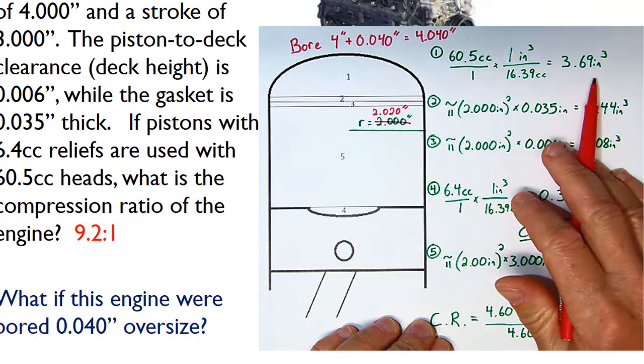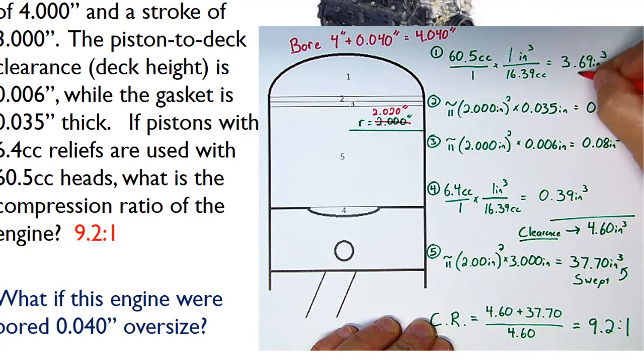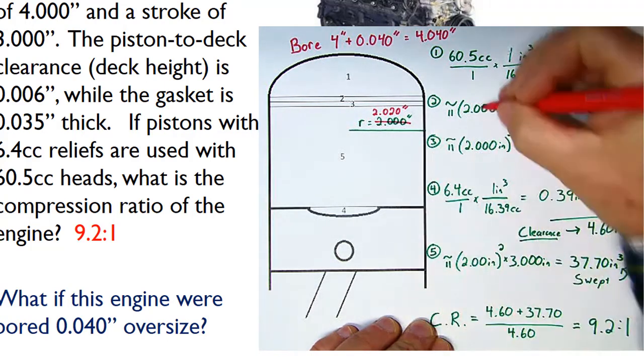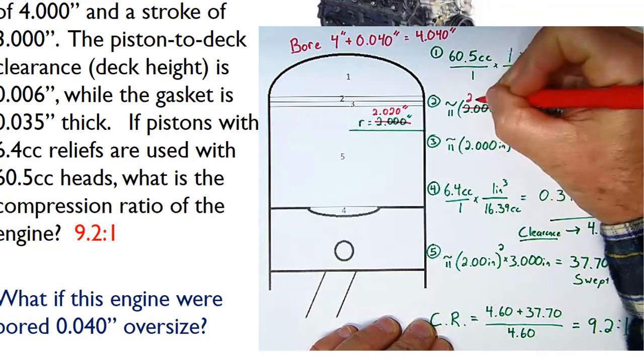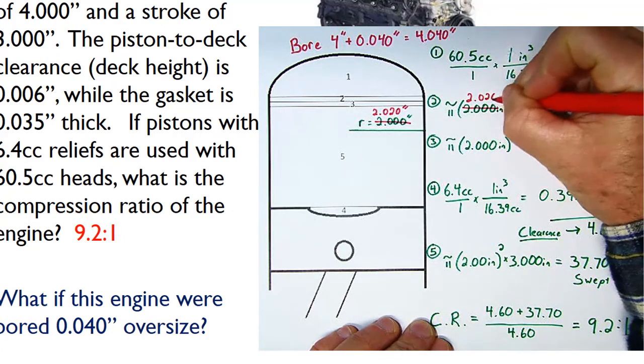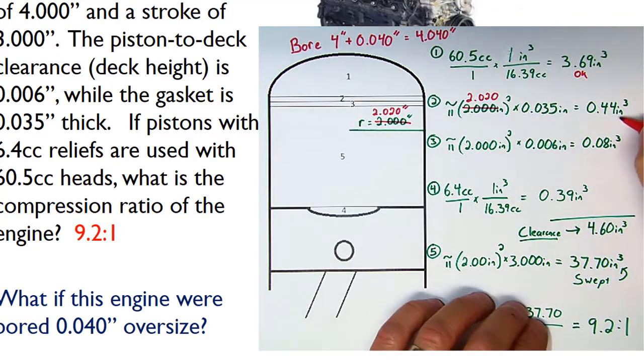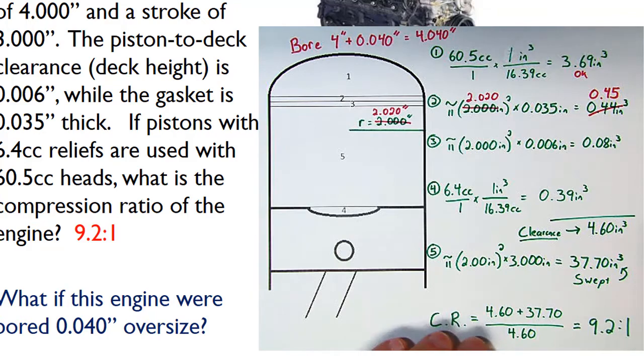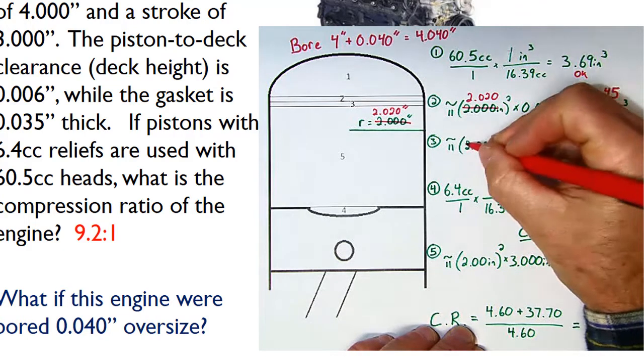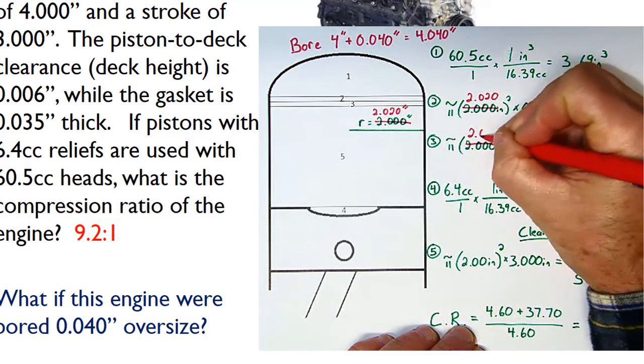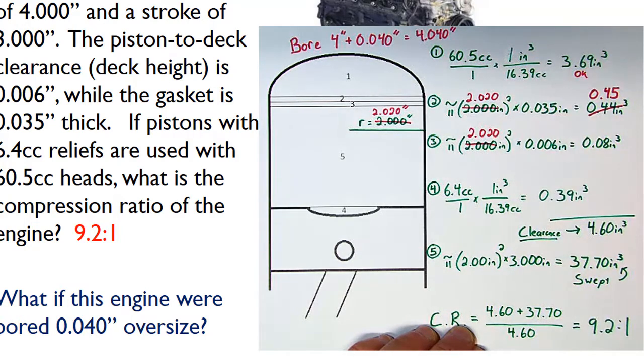So let's get these new calculations based on the new radius. Combustion chamber volume, that won't change. That's okay. Our gasket will change a little bit. We need to replace that with 2.020, which raises this from 0.44 to 0.45, so not really much change there. As it turns out, our piston to deck clearance doesn't change at all. That's okay, even though the radius does grow. It's not enough to affect our calculation.